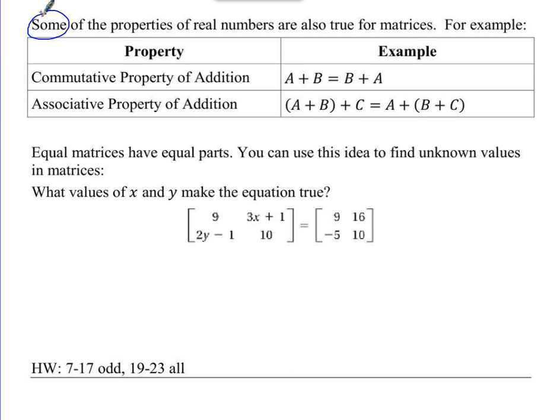The same thing is true for matrices. Matrix A plus matrix B is the same as matrix B plus matrix A. They have to have the same dimensions anyway, and then you're just adding those elements as it is. So that's why the commutative property of addition works for matrices.